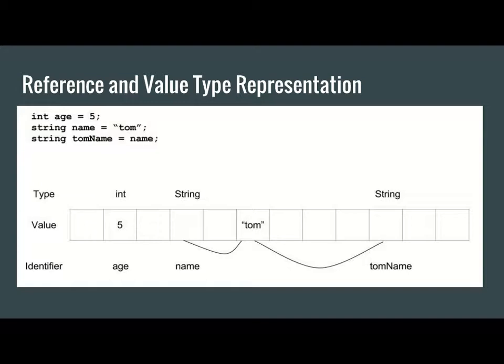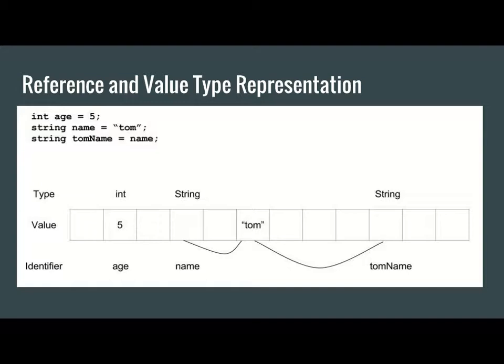Now in the second line of code, I declare a string name and assign Tom to it. What it does is that it allocates a memory space, gives a type string and identifier name, but puts this string Tom somewhere else instead of here, and then uses this curved line as a reference to it. So the name is a reference of this value Tom.